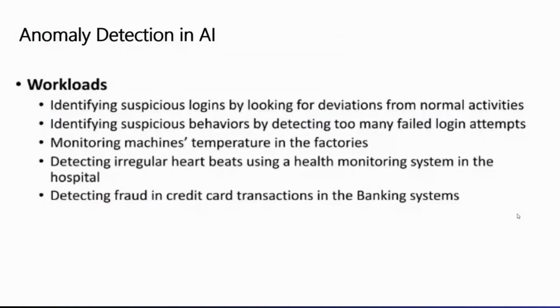Now, anomaly detection on AI. It identifies suspicious logins by looking for deviations from the normal activities. It identifies suspicious behavior by detecting many failed login attempts. It detects the unusual activity which is happening in the system. So if there is any unusual activity or new activity, or someone trying to log in again and again, it just detects and puts it in spam, like detecting fraud credit card transactions in a banking system.